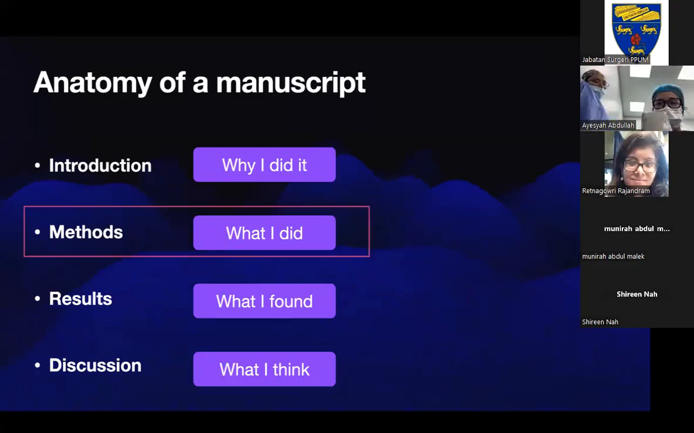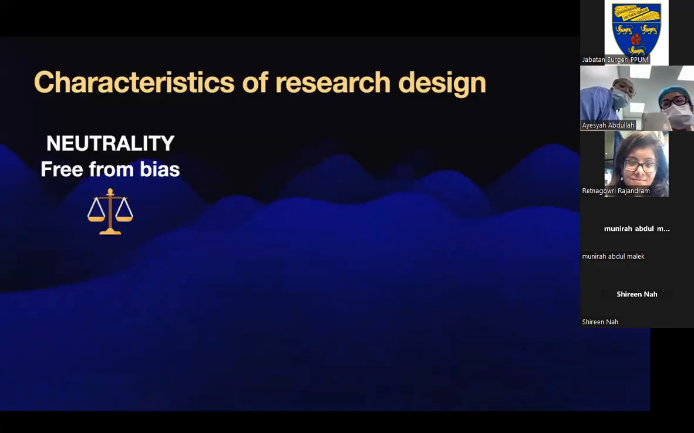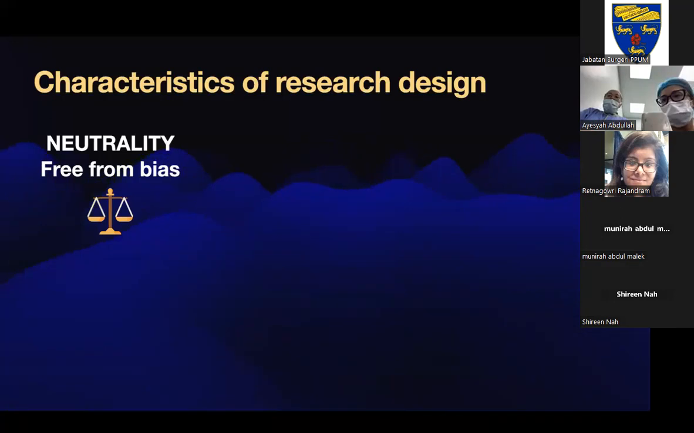So what we'll focus on today is the methods, because that is about study design. What are the characteristics that should be included in your research design? Number one, there should be neutrality. And what is neutrality? It is being free from bias. That means you design a study to make it as free from bias as possible, and this bias may be unseen or obvious, okay?